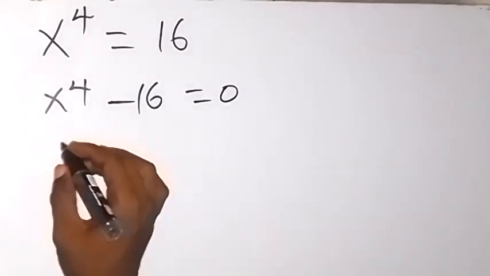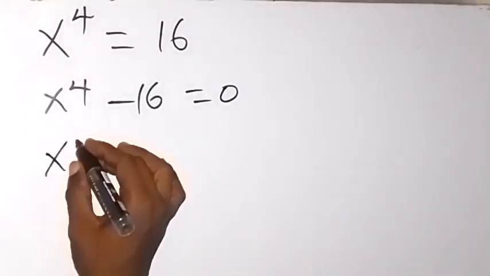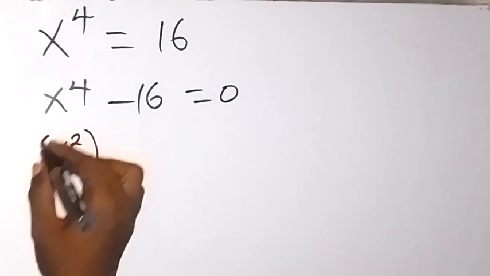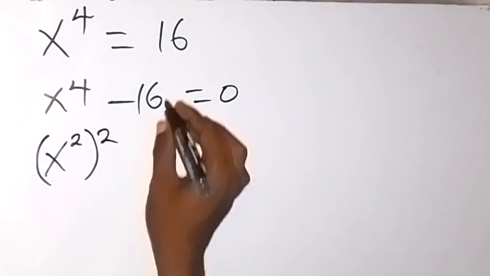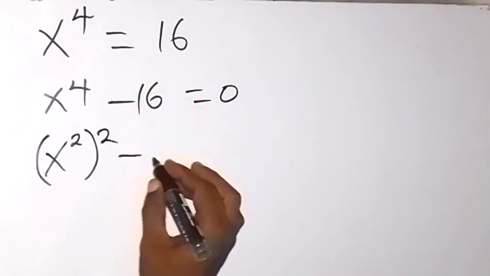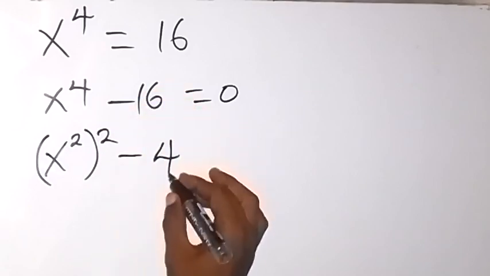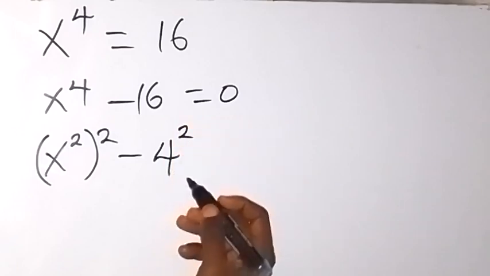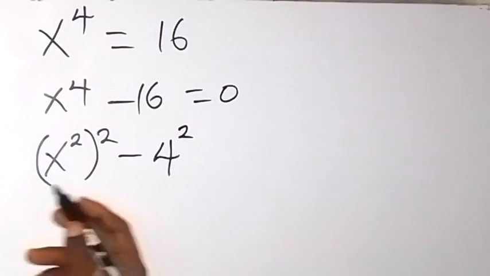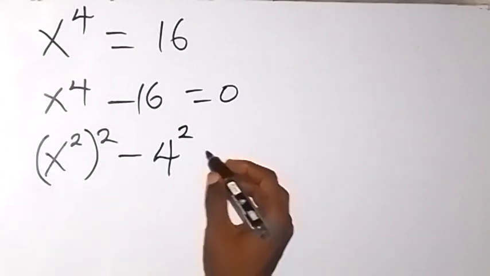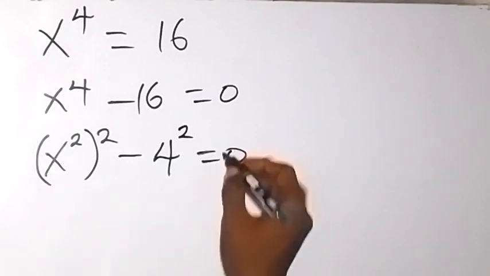From here, we can write it another way, and we have x squared, then all squared. Also, we can write 16 as 4 squared, which will give us 16. Now, we are trying to derive something of the form of difference of 2 squares. So this is equal to 0.